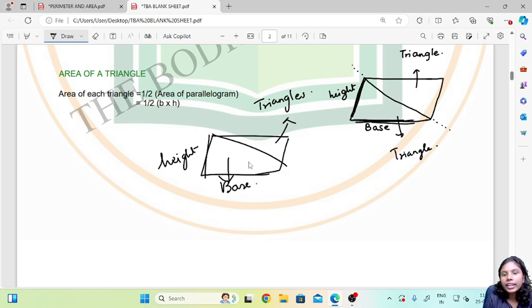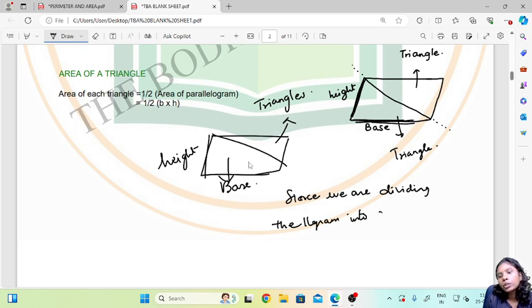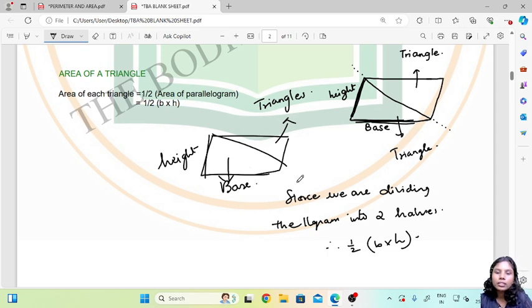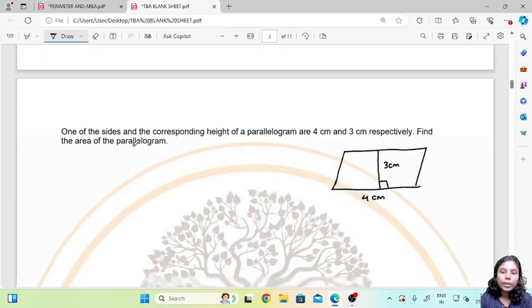Since we are dividing the parallelogram into two halves, therefore we use the half base into height formula for area of a triangle. Understood? Okay, so now look at this one.